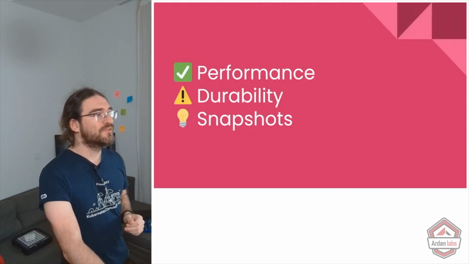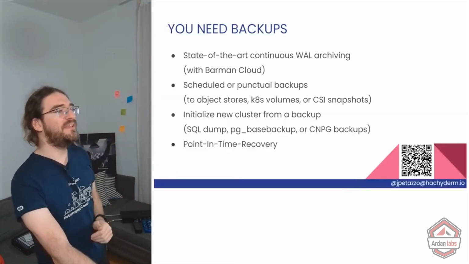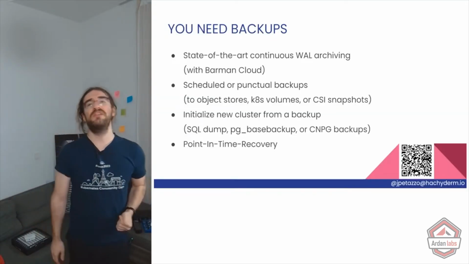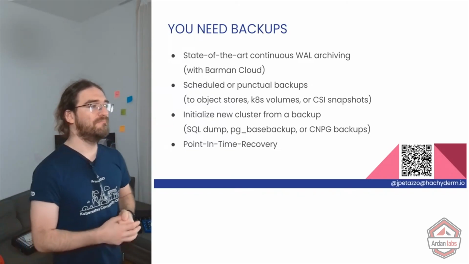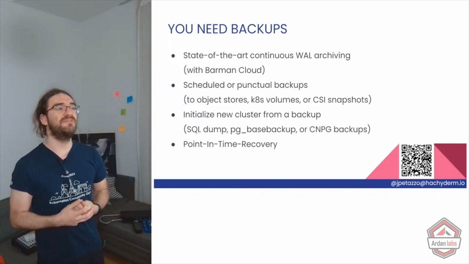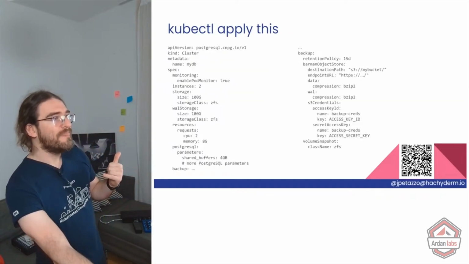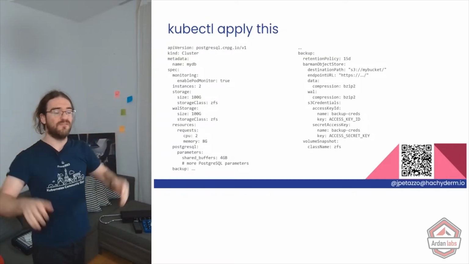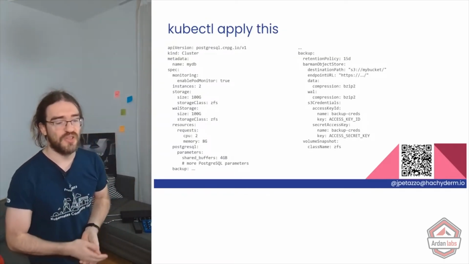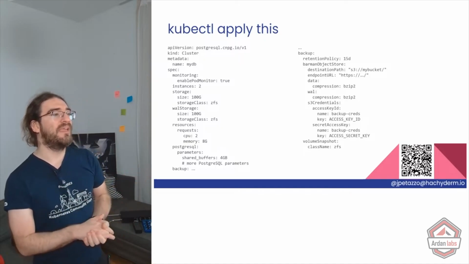All right, so we got performance, we have a warning on durability, and of course, you need backups. If you have a database, you absolutely need backups, and CNPG gives us backups. It's actually extremely powerful in that way. So this is the kind of YAML that we need for a real production database. You can see it's way more complicated, right?